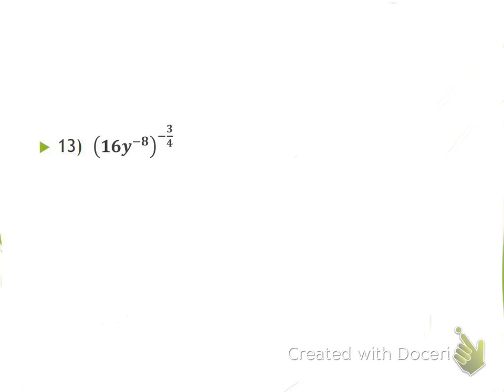So if I'm getting rid of those parentheses, that means I'm going to apply this outside exponent to the 16 and to the y to the -8th. I don't necessarily expect you to write this step quite as I would. 16 to the negative 3/4 times y to the negative 1/8 to the negative 3/4. That outside exponent gets put with both the 16 and the y.